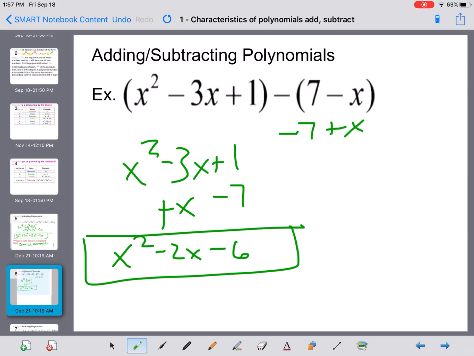So classifying this would be a quadratic because it's 2nd degree, and it would be a trinomial because it has 3 terms.